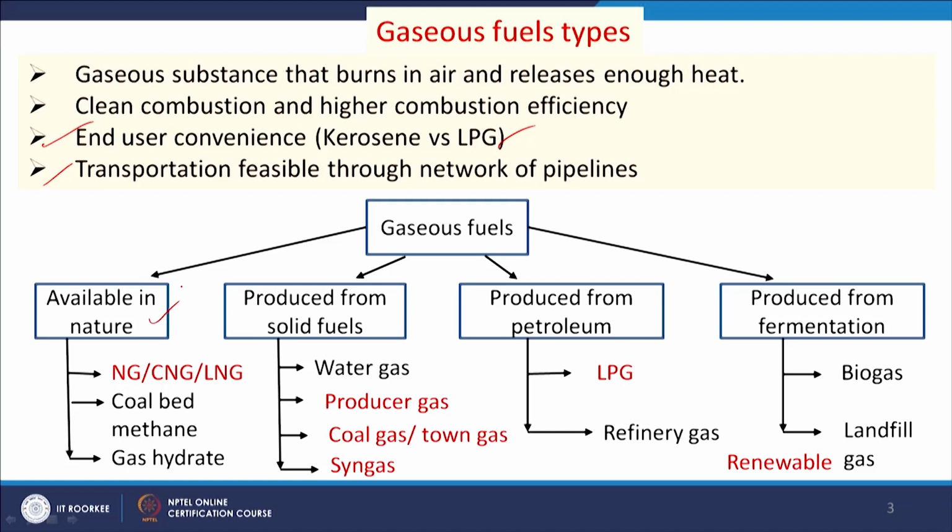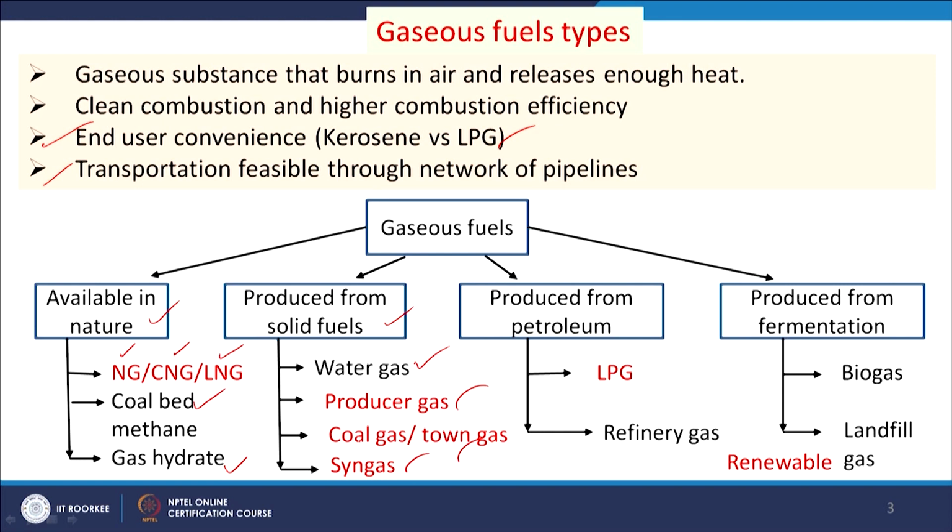And if we see the types, one group is gaseous fuels available in nature: natural gas, compressed natural gas, liquefied natural gas. Coal bed methane is also one naturally available gas, and gas hydrate. These are the naturally available gaseous fuels, and we can produce gases from solid fuels like water gas, producer gas, coal gas and town gas and syngas.